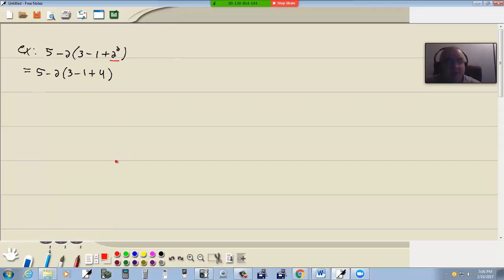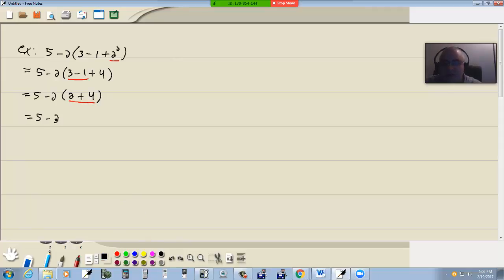Still doing what's inside the parentheses. There are no more exponents. My Dear, multiplication, division, no. Aunt Sally, addition, subtraction. You do it as you encounter from left to right. So we're going to do the 3 minus 1 first. 3 minus 1 is 2, and then I'll carry it down to 4. And there's only one operation left inside the parentheses, 2 plus 4.